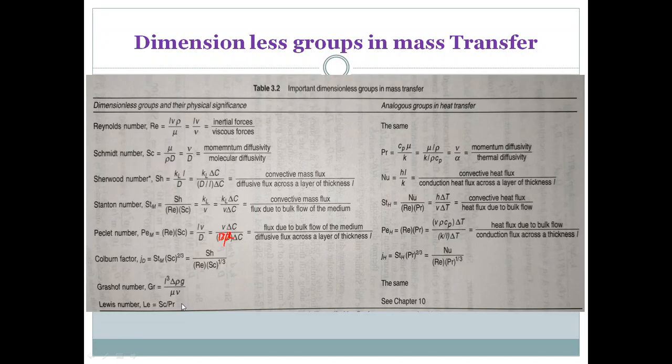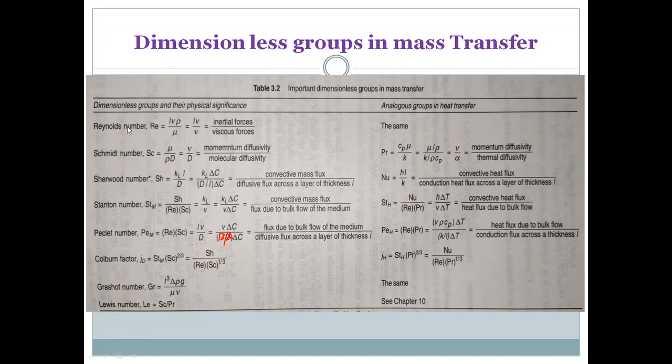Actually, this is important where heat transfer and mass transfer are taking place simultaneously. We'll talk about this in more detail, particularly when we talk about humidification, drying, all these things. This number is the thermal diffusivity divided by molecular diffusivity, and it is important when heat transfer and mass transfer take place simultaneously. Okay, so the concept is very similar.